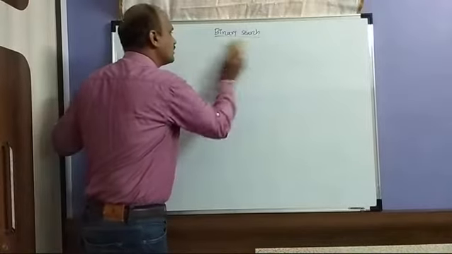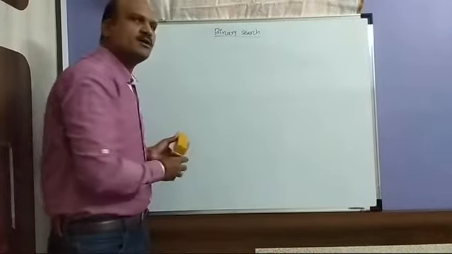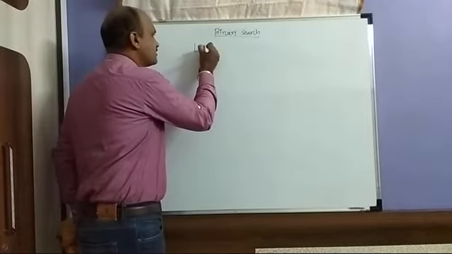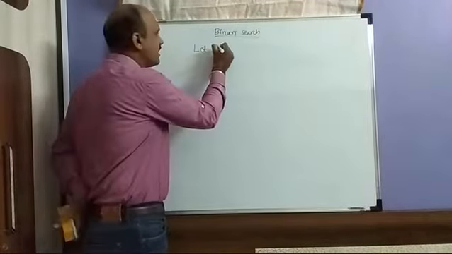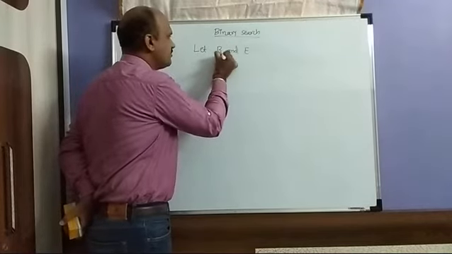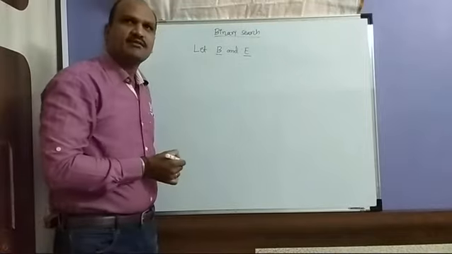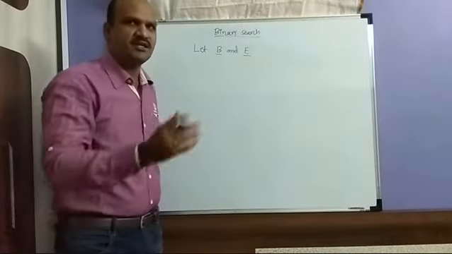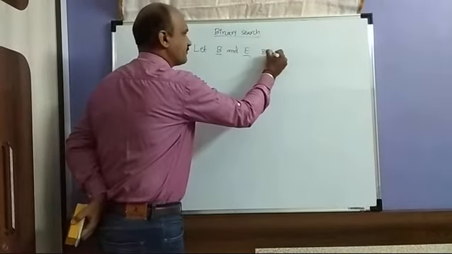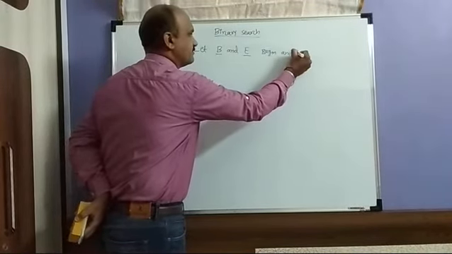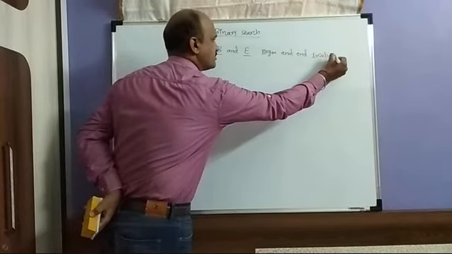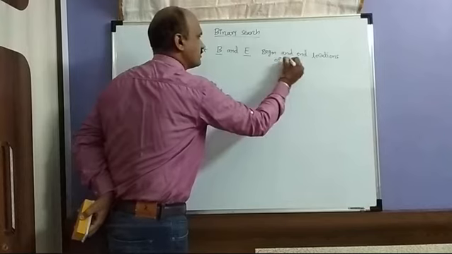So what are the things you need when you go for binary search? Let us take B and E, as we discussed earlier. B means beginning, E means ending, which denote the begin and end locations of the array segment.